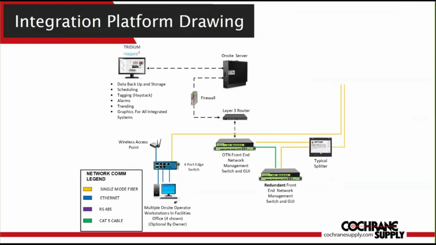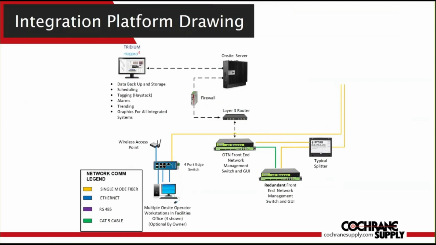I know how my front-end software or my integration platform software is being deployed, right? I know what that integration software is. So it's Niagara 4 being deployed on an on-site server, right? Is there a connection to the internet? Looking at this drawing, I would assume no, because nothing's shown.